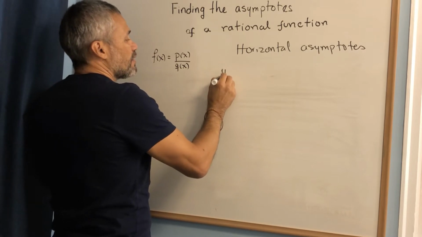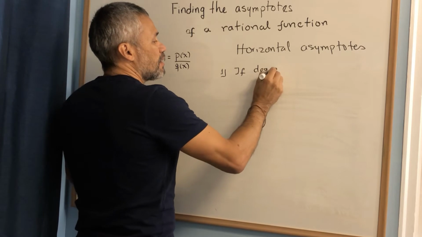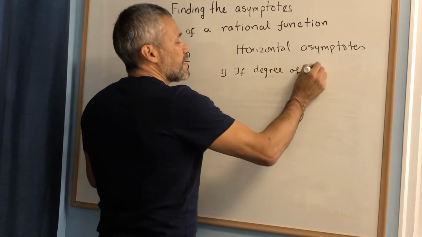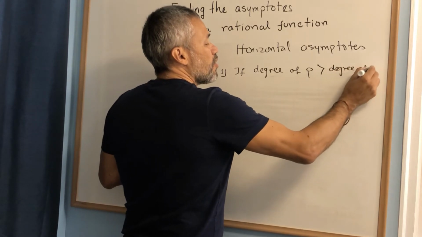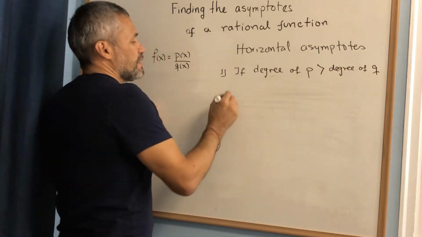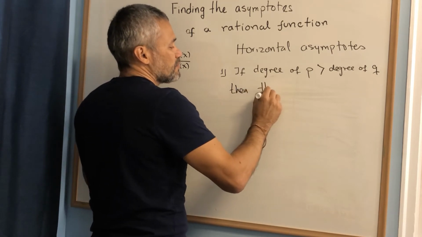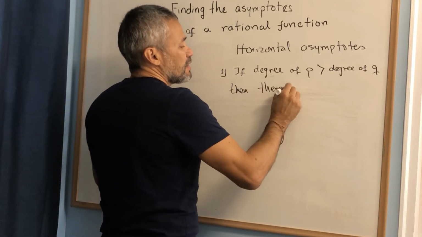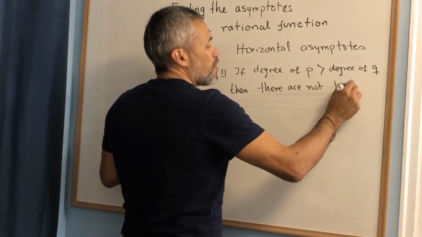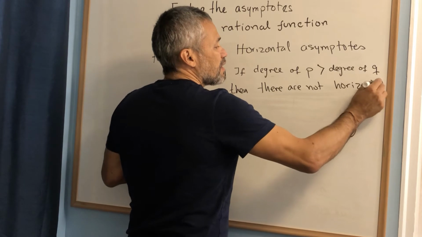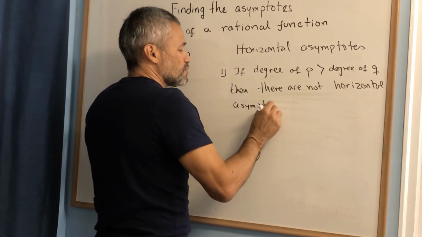Case number 1. If the degree of P is bigger than the degree of Q, then there are no horizontal asymptotes.